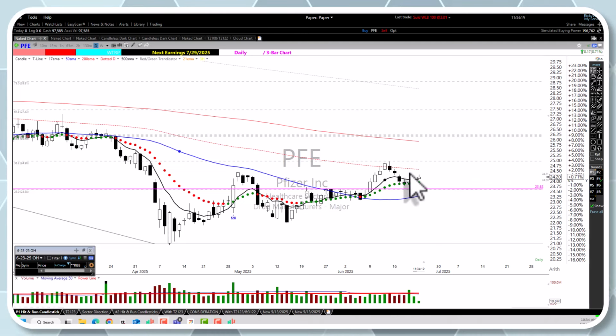So here you can see the T-line is above the dotted deuce. So the black line is above the green dots. Price has dropped down below the T-line and now is coming back up. So that's like a little dip, you know, buy the dip kind of a thing.